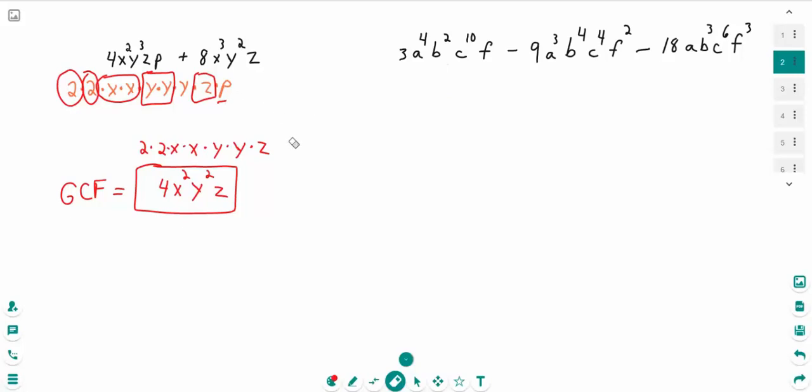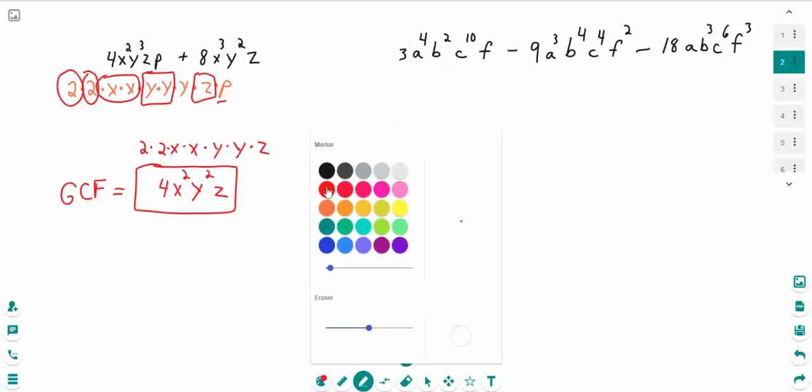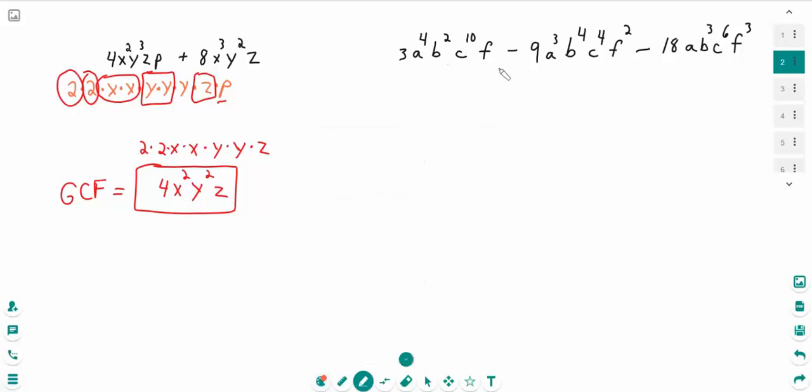So I'm just going to erase this so we have a little bit more room for this next problem. Let's try this one. So, a little bit bigger. Here, let's try to do maybe a little bit more in our heads. Let's start with this term and break it down. Well, actually, let's see how much we can do in our heads. Let's look at just the numbers. So we have a 3, we have a 9, and we have an 18. 3 numbers. And we have to find the greatest common factor between those 3 numbers.